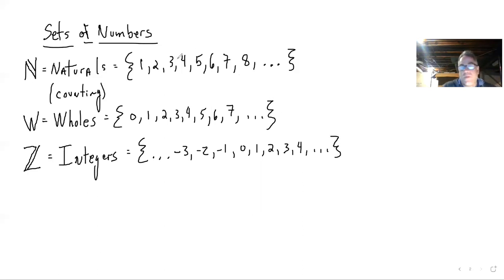So the number 5 would be a natural. It would also be a whole, and it would be an integer. -2 would not be a natural, would not be in the set of wholes, but it would be in the set of integers. Right. So at this point, we ask, okay, what kind of numbers have we not taken into consideration? We haven't dealt with fractions.